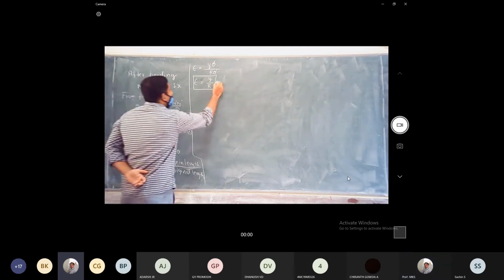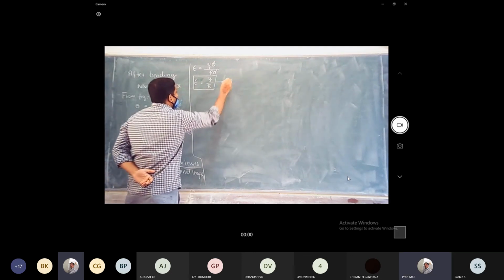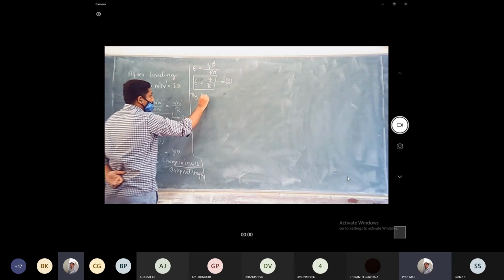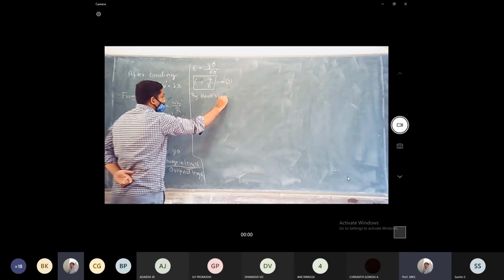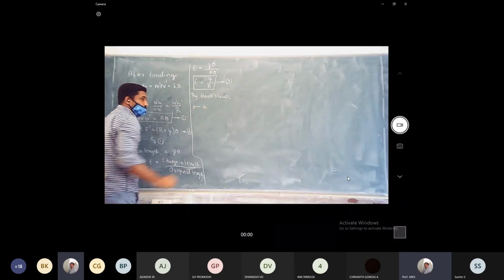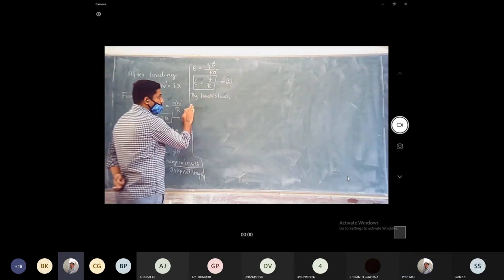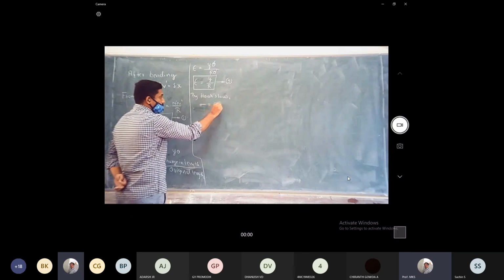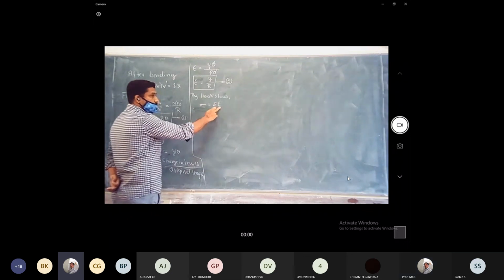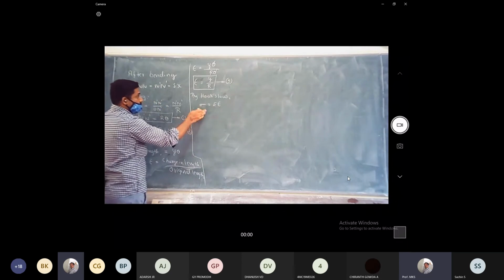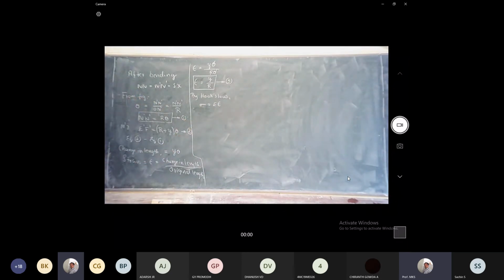Next, we know by Hooke's law, the stress is defined as what? Stress is proportional to strain. What is the proportionality? Stress is equal to E into epsilon, where E is Young's modulus and the Greek symbol epsilon is the strain. This is by Hooke's law, so we are going to make use of this.